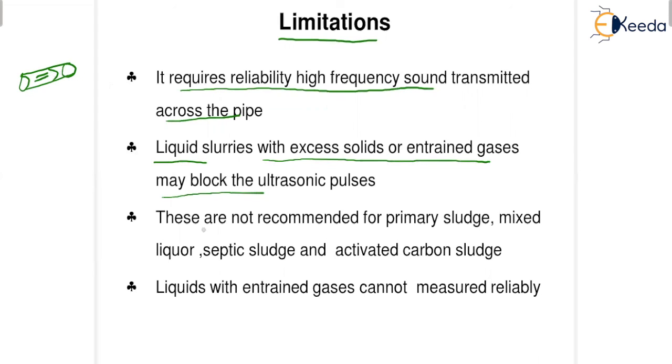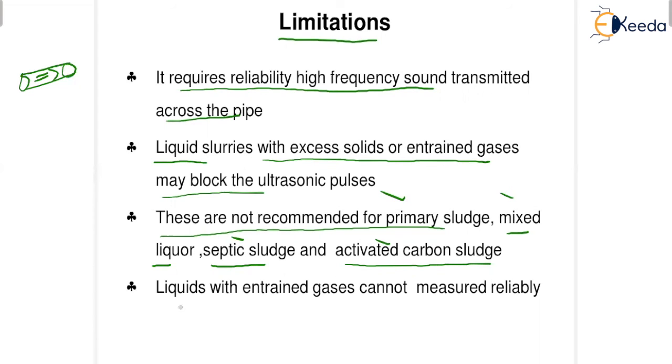These are not recommended for primary sludge, mixed liquor or septic sludge, or activated carbon sludge. Liquids having primary sludge, mixed liquor, septic sludge or activated carbon should not be used. If they are present, then we cannot use this ultrasonic transit time flow meter for measuring the flow of the liquid.